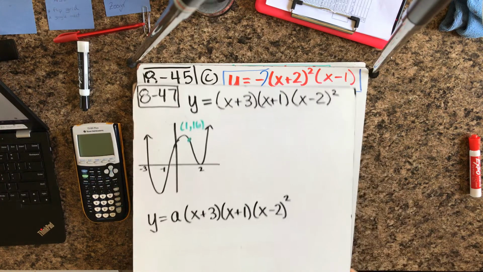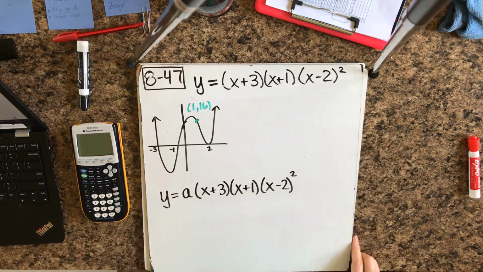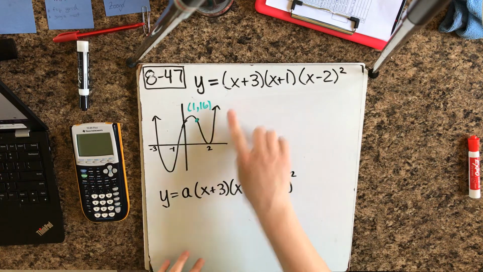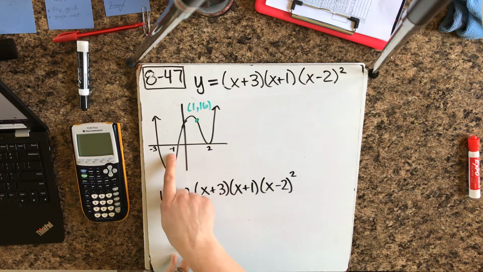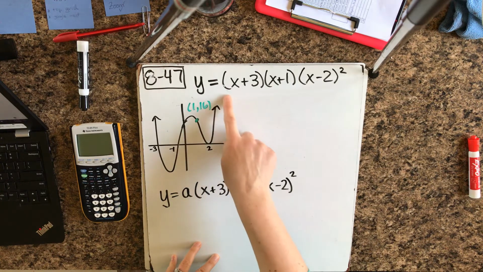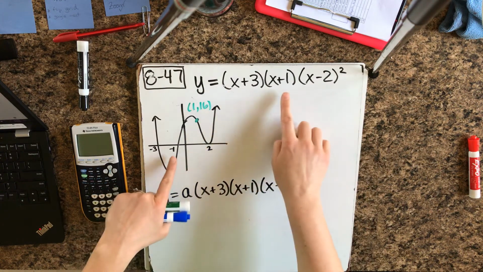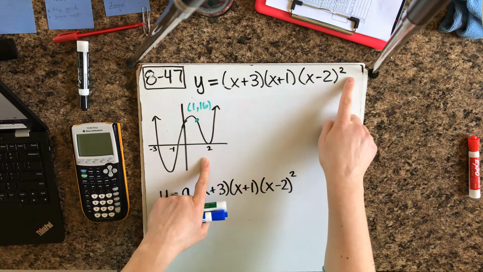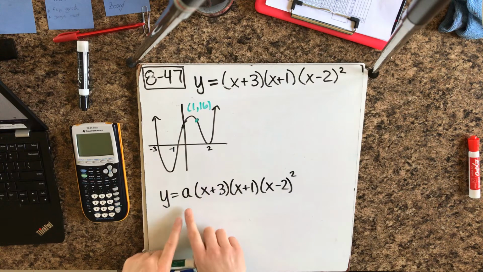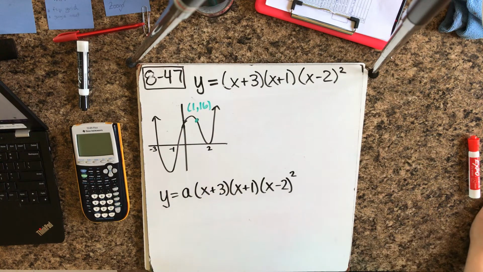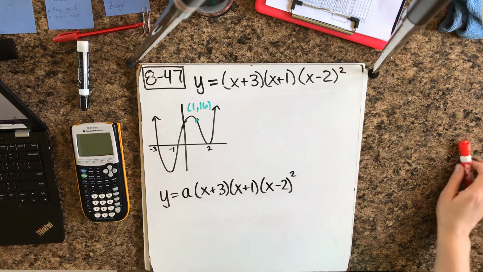So here's number 47. We already talked about 46. And they have this W equation. It crosses at negative 3, negative 1, and it bounces at 2. So they've already given you the base equation: x plus 3, x plus 1, and x minus 2 squared. Our job, though, is to figure out the exact equation by finding what a is. We've done this earlier in the year with parabolas, figuring out what the stretch factor is.